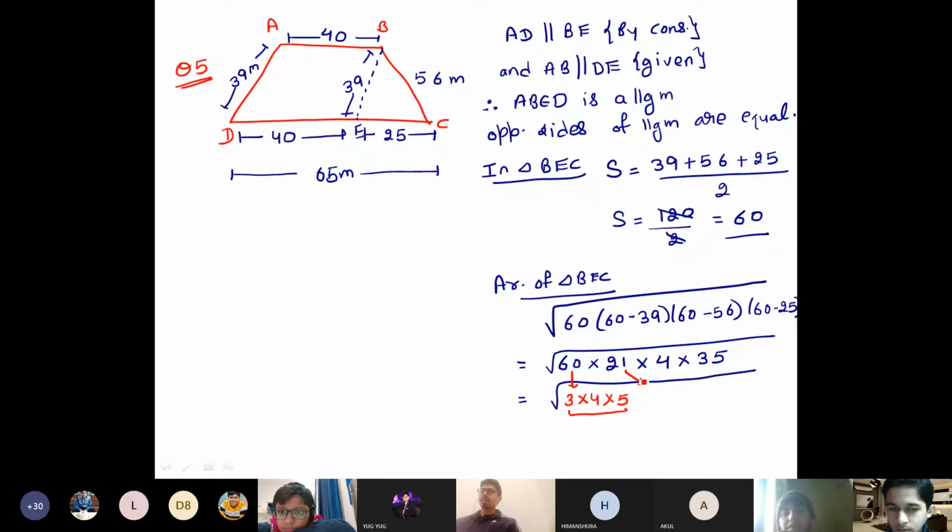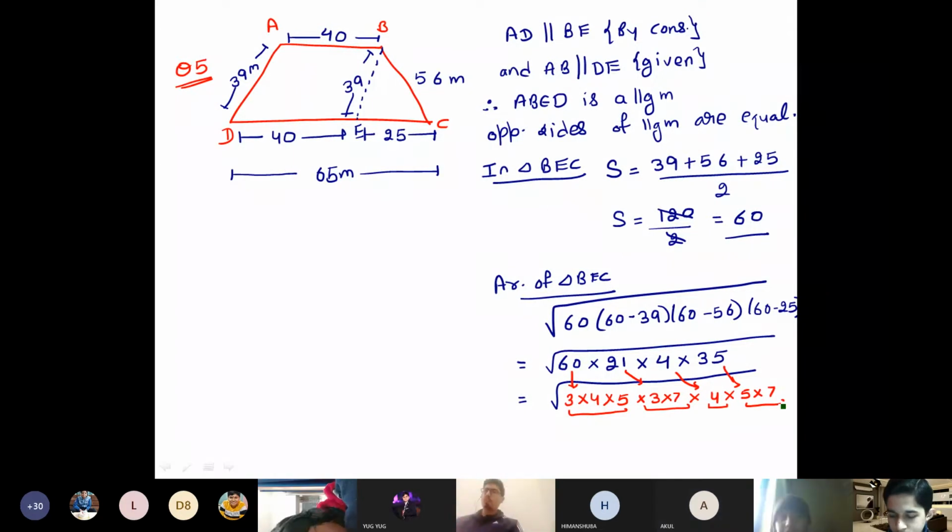Okay, now I can write this 21 as 3 into 7. Now this 4 I can just write it as it is. Okay, 35 can be written as 5 into 7. Yes or no? Is it clear to everyone?